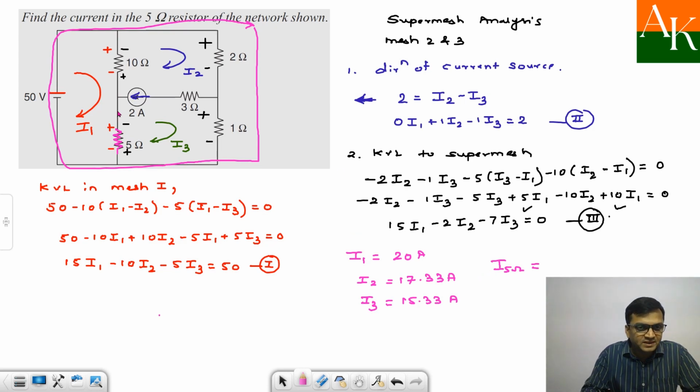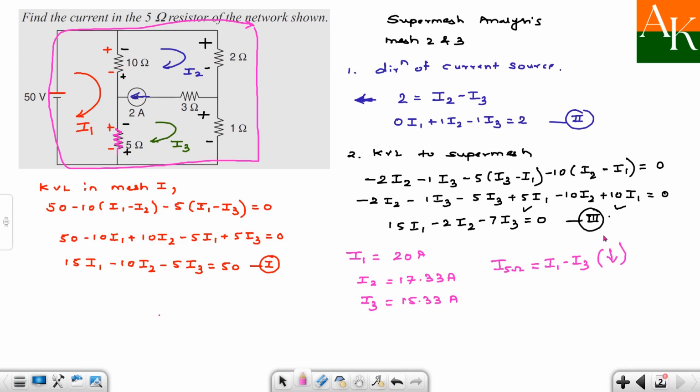So current through 5 ohm. If you have decided to move downward, then the current will be I1 minus I3. Whenever I write I1 minus I3, you have to write downward. If you write I3 minus I1, then it will be upward. Don't look at the values, first of all you decide what you have to write. So 20 minus 15.33, and of course this is downward. Here I get the answer as 4.66, about 4.67 ampere downward. Thank you.